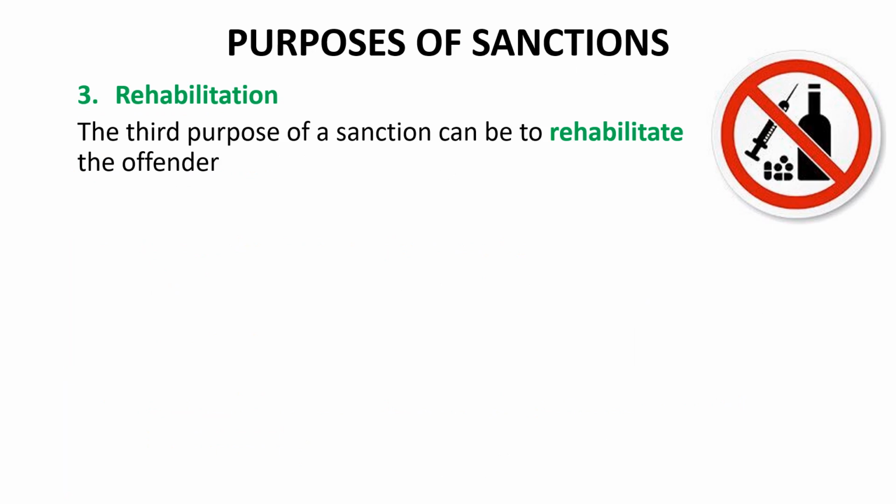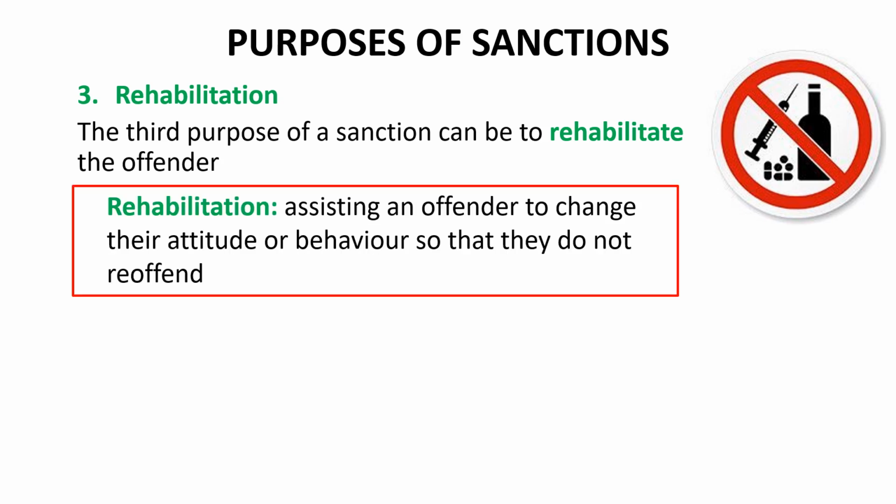The third purpose for imposing a sanction on an offender is rehabilitation, that is, to rehabilitate the offender. Rehabilitation means assisting an offender to change their attitude or behaviour so that they do not reoffend. Look down the left-hand side of your vocabulary sheets, find the term rehabilitation and write this definition in there.